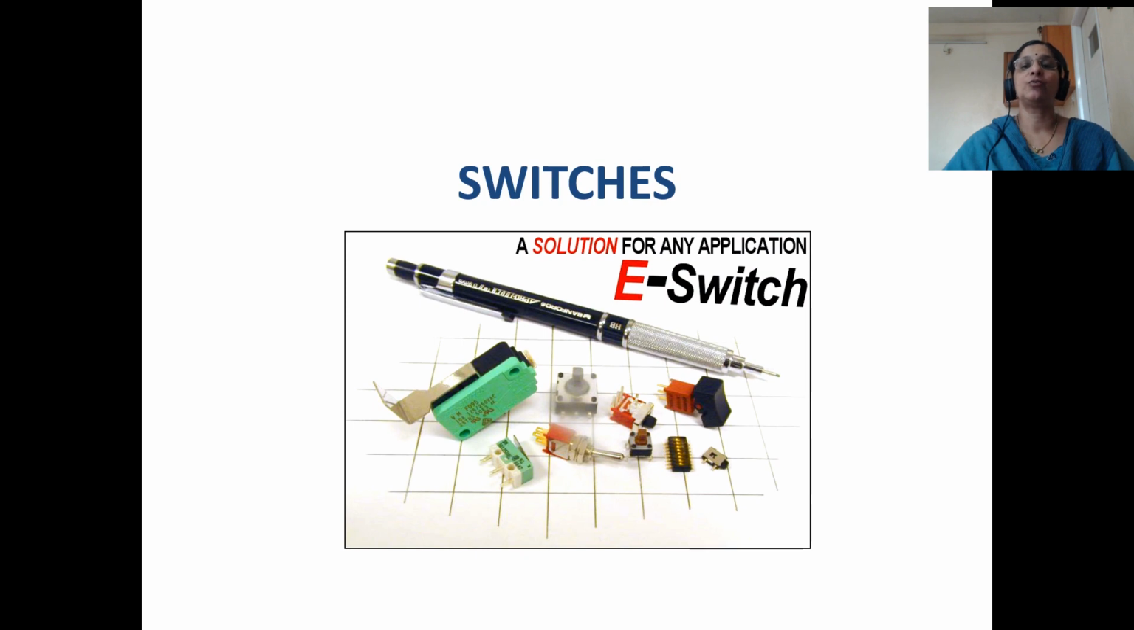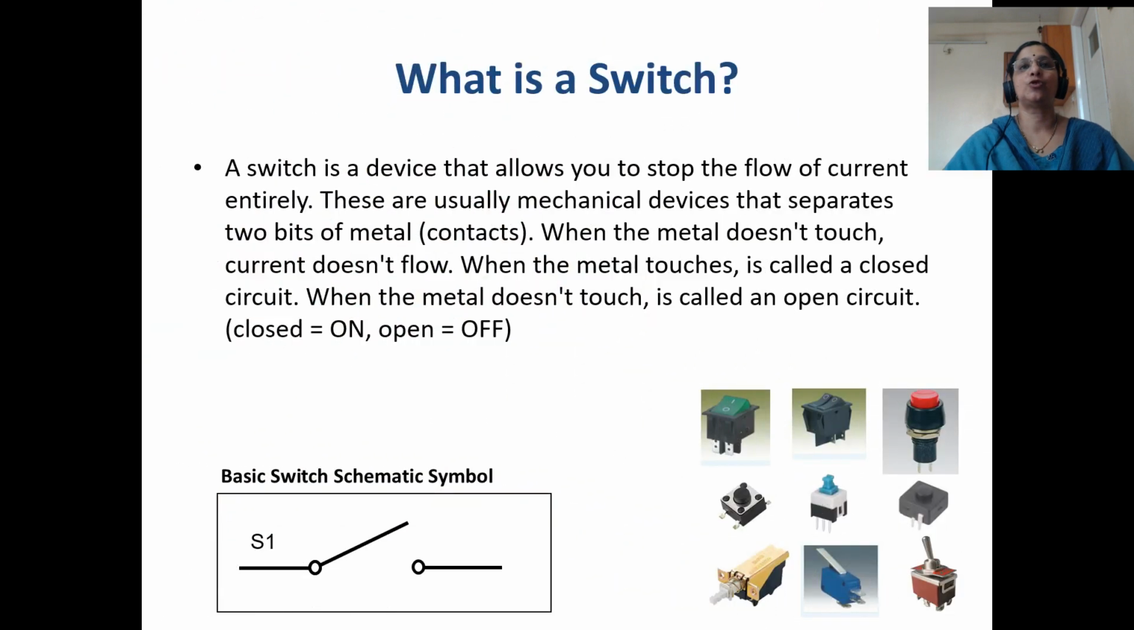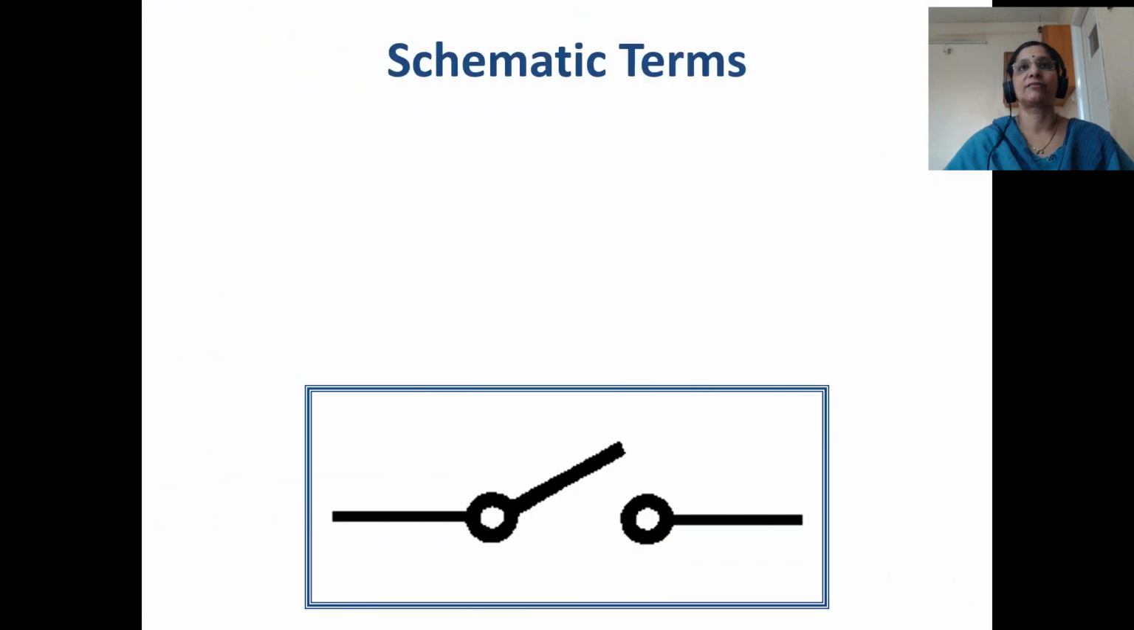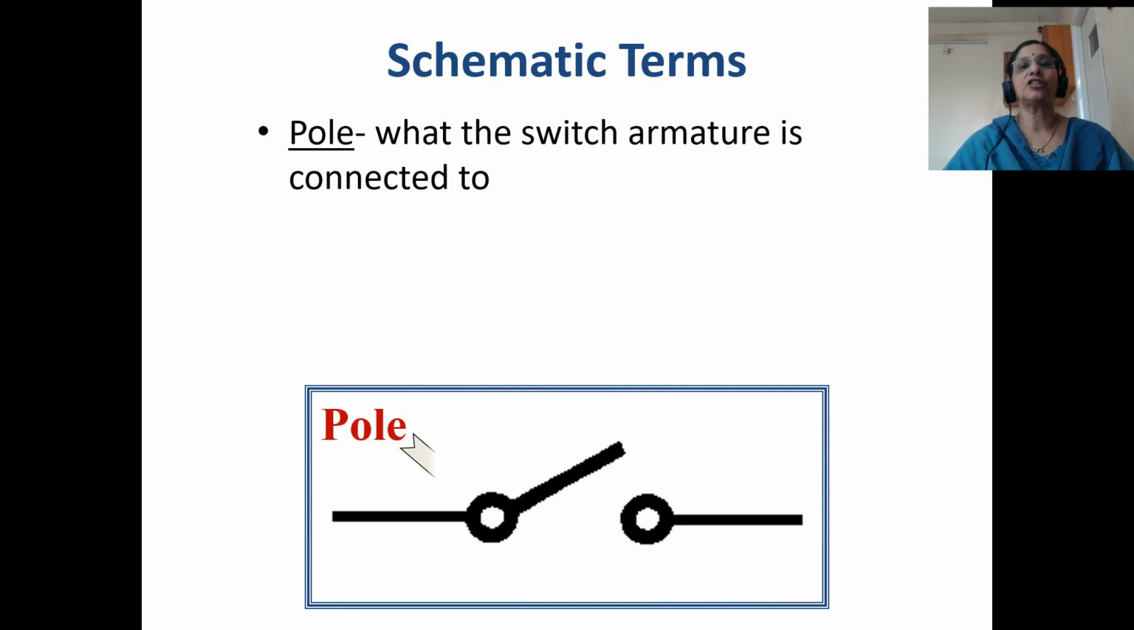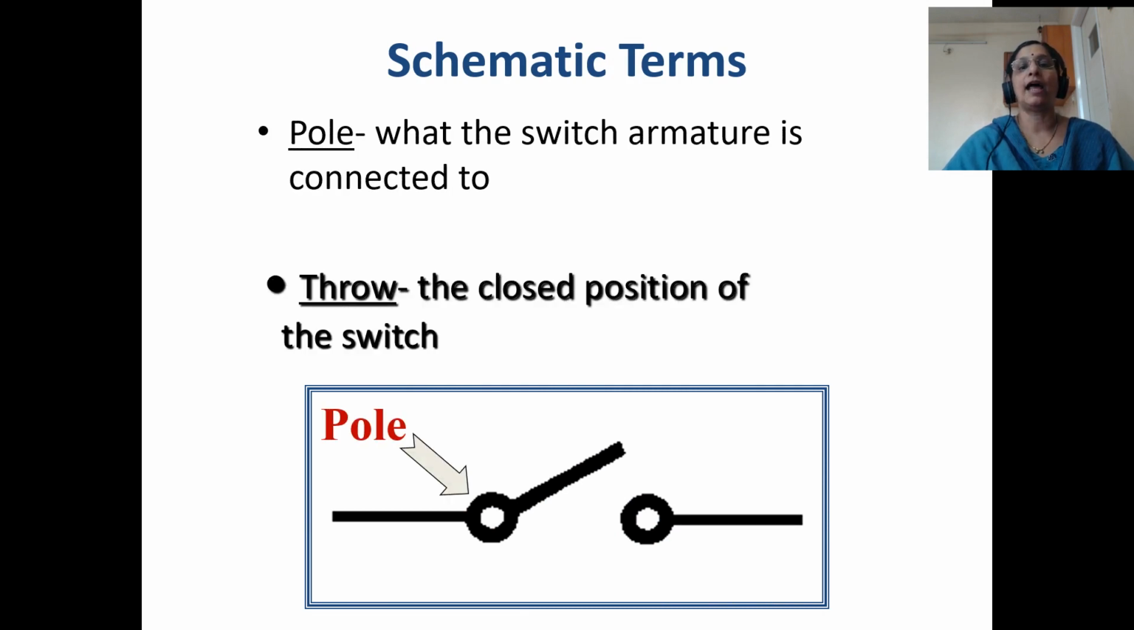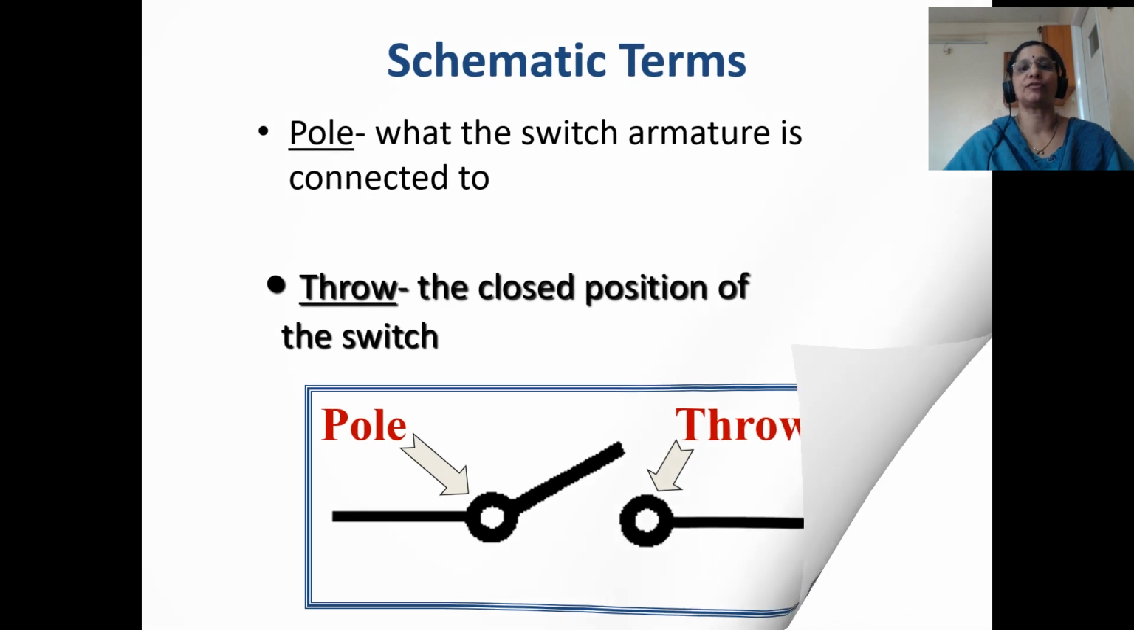In all circuits, we have different types of electronic switches. Switches are basically used to do on and off action. We like to switch a circuit on or we like to switch some circuit off. Generally, a switch has a pole and a throw. These are two important terminologies in switches. A pole is a point where the armature is connected and throw is the closed position of the switch.